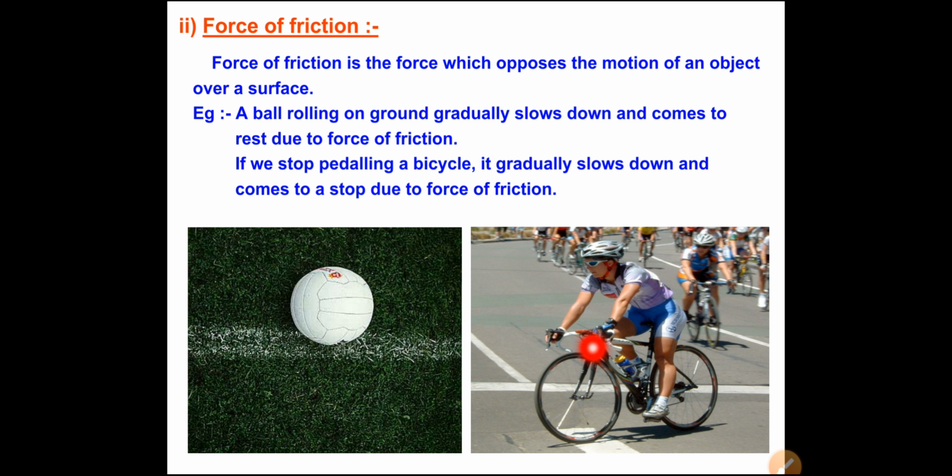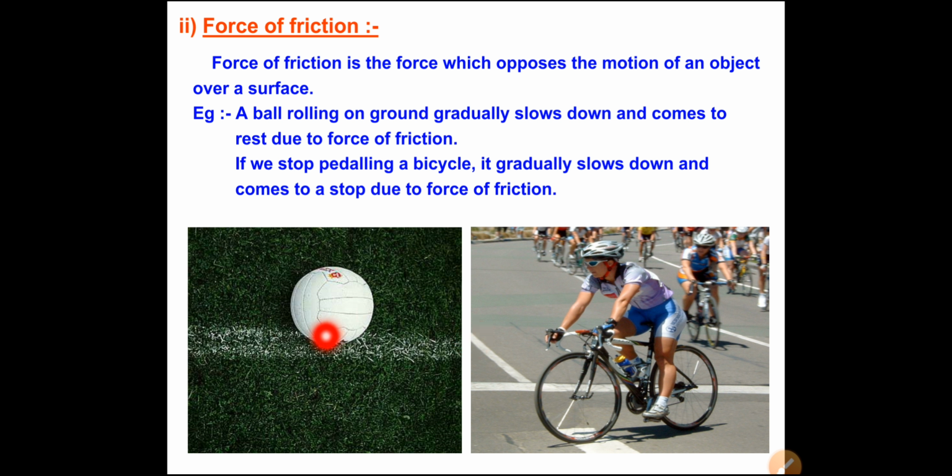Now this bicycle is in motion, and if you see, this bicycle is in contact with the surface of the road. So this is the road, and here the bicycle's wheels are in contact with the surface of the road. So when the bicycle is in motion, at that time the surface of the road opposes the motion of the bicycle. It means the surface of the road exerts a force on the wheels or tires of the bicycle, and this force opposes the motion of the bicycle. So this force is nothing but the force of friction.